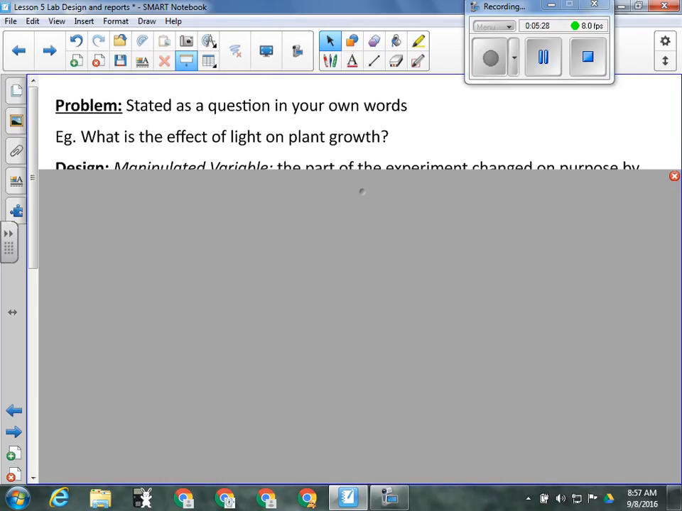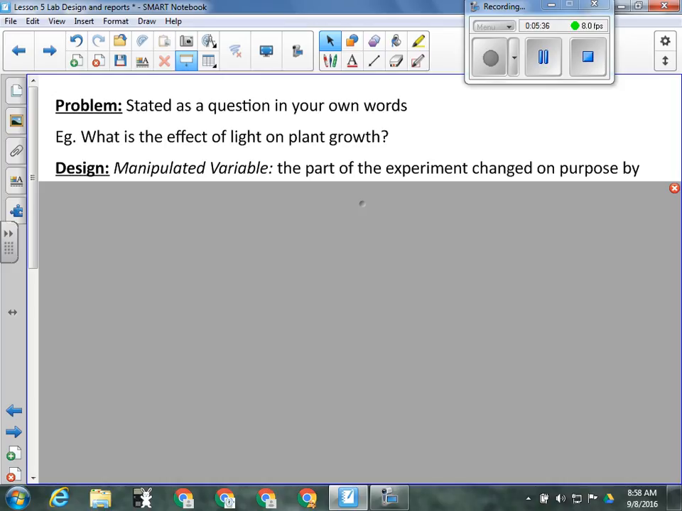Okay. The next thing you're going to have is your design. And in your design, in the lab template that you're going to get, it's going to say, identify your manipulated, responding, and controlled variables and explain them. Okay? So you can't just say, the manipulated variable is this. You have to say, the manipulated variable is this because. All right? Now, quick review of the variables.